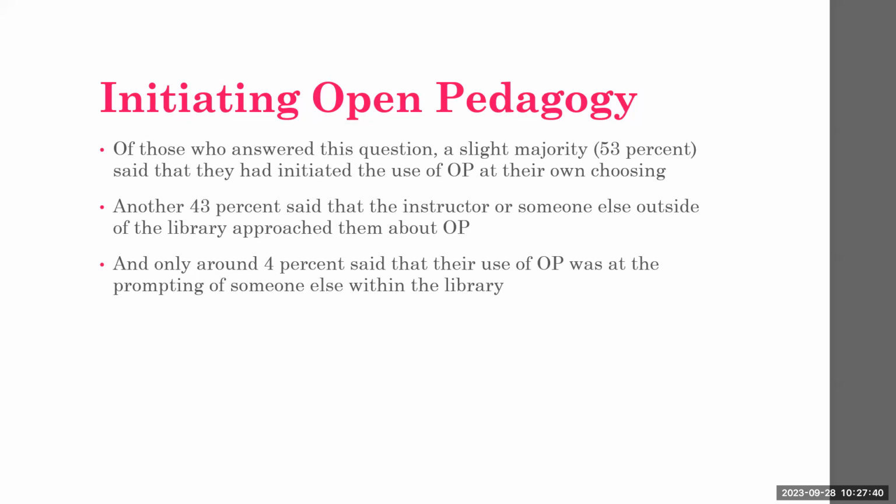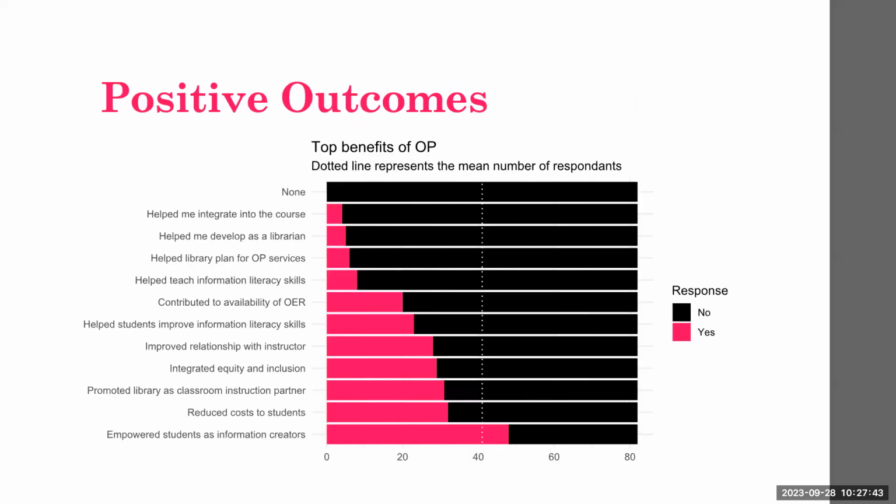We then asked respondents what they thought were the top 3 positive outcomes, the benefits of their engagement in open pedagogy. The most selected choices were that OP empowered students as information creators, 59%, reduced costs to students, 39%, promoted the library and librarians as classroom instruction partners, 38%, further equity and inclusion work, 35%, and helped improve the librarian's relationship with the instructor, 34%. However, fewer respondents chose the outcomes of developing as a librarian, 6%, or becoming better integrated into the course, 5%. No one said there were no benefits.